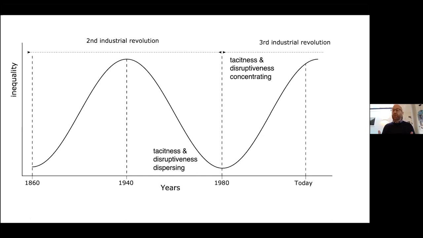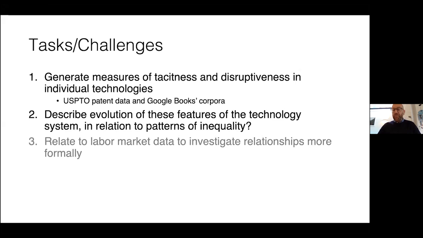And then we get another big technology shock, and with it, a concentration of tacitness and disruptiveness once again. And this pattern, we think, helps us also think about the patterns of inequality that I showed you in the first substantive slide. Okay, so this is kind of what we're after here.